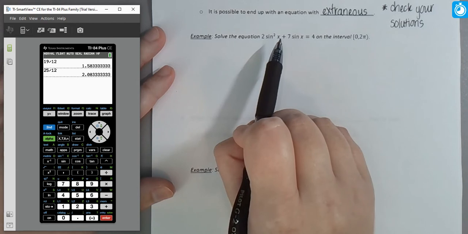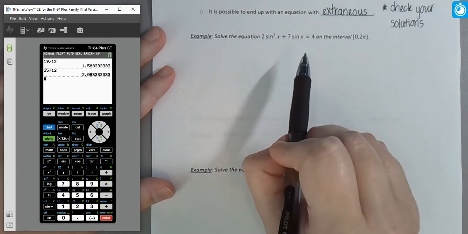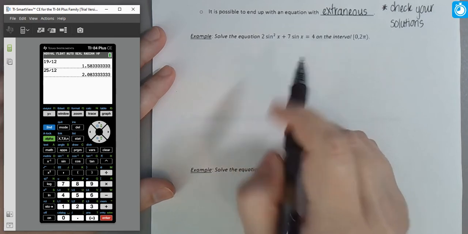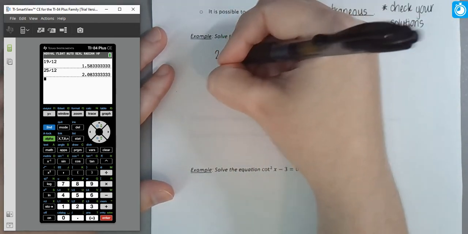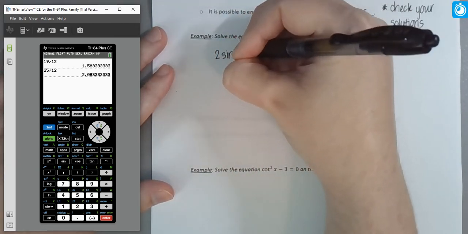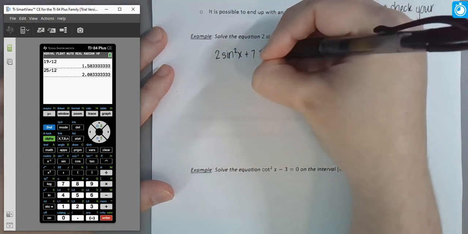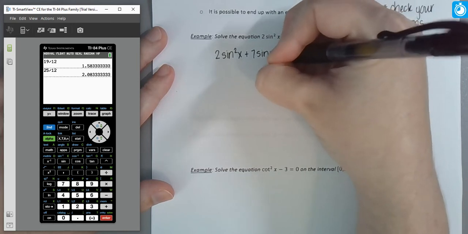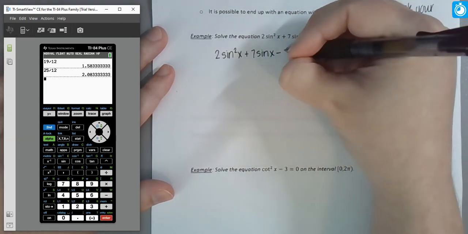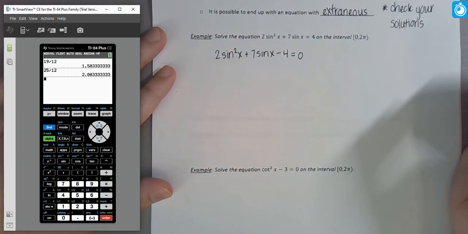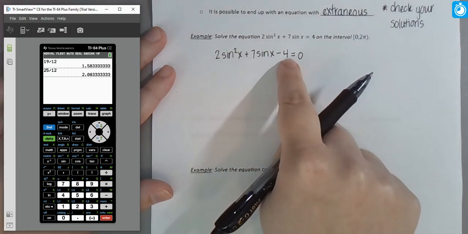So I see an exponent. This means take sine and square it, okay? So I need to get everything on one side since I see that exponent. So that means I need to subtract my 4 and move it over. So 2 times the sine squared of x plus 7 times the sine of x minus 4 is equal to 0. Now we need to factor this.